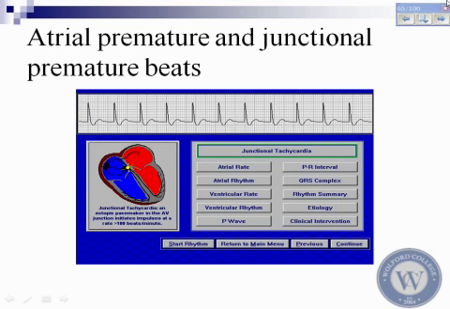If you have atrial premature and junctional premature beats, you lose the P wave. This is a high junctional escape where you see the QRS interval is very tight. It's not very prolonged, so that tends to indicate junctional premature beats.